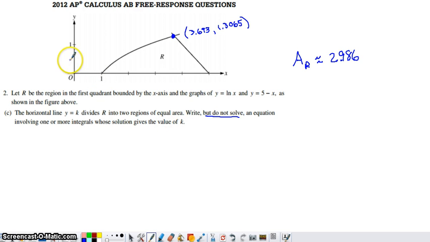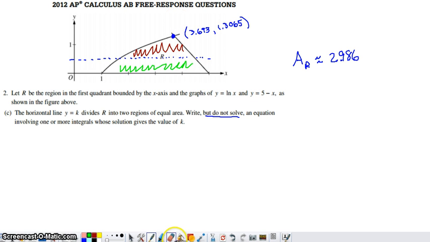So k is going to be a horizontal line that cuts the region into two pieces. The piece up here, the piece that's above that intersection, and the piece that's below that intersection are going to have equal areas. Now the sum of those areas, the area that's shaded in red and the area that's shaded in green, is going to have to give you 2.986, the area of R. So what I'm going to do is focus on the area that's shaded in green.